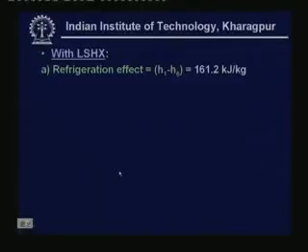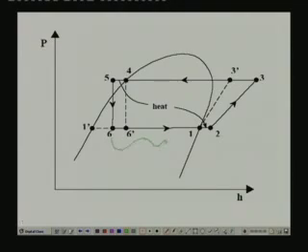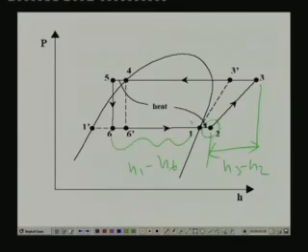So, first let us find the results with the liquid suction heat exchanger. Refrigeration effect is nothing but H1 minus H6. You can see that with the liquid suction heat exchanger, this is the refrigeration effect, H1 minus H6, and the work of compression is H3 minus H2, where the inlet temperature to the compressor is at point 2 and the exit is point 3.